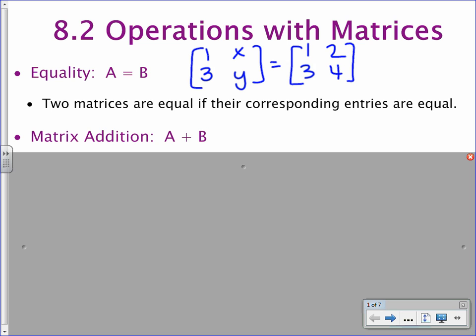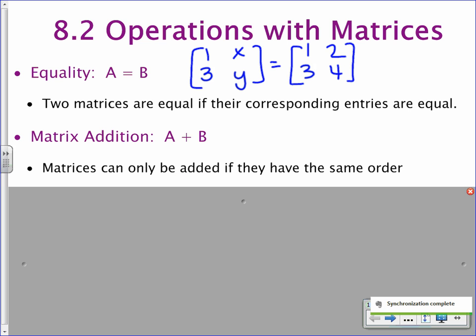The next thing we're going to do is matrix addition. If you were to take a guess about matrix addition, what do you feel should be true about the order of A and B? If I'm going to add two matrices together, what do you think should be true about them? Their order needs to be the same.